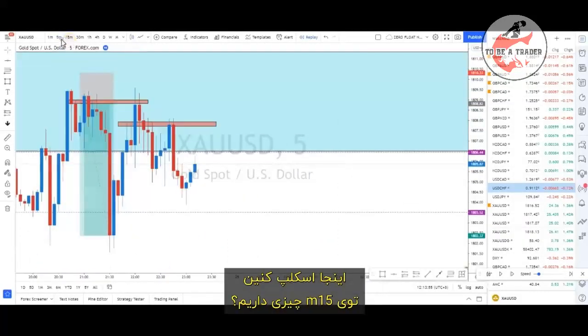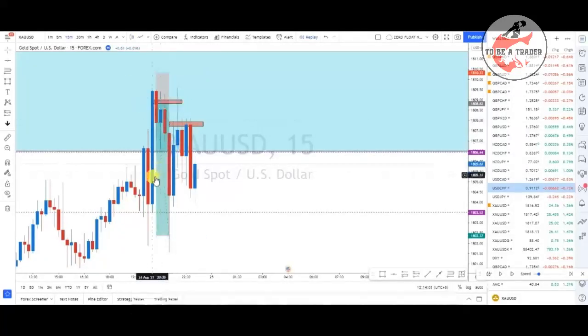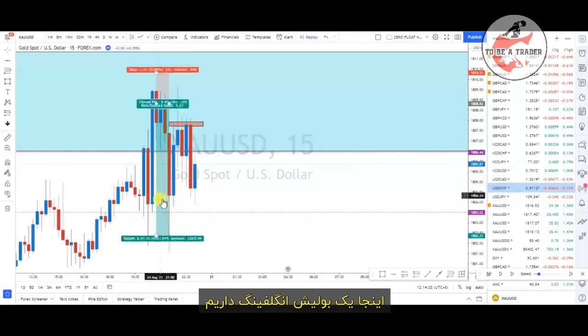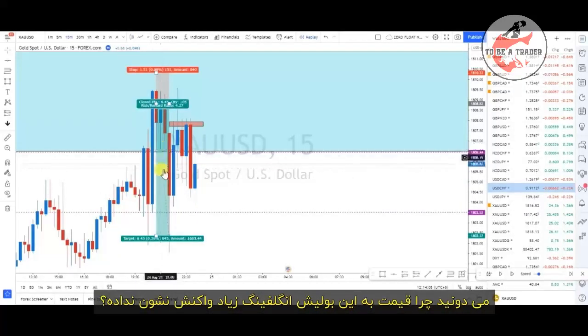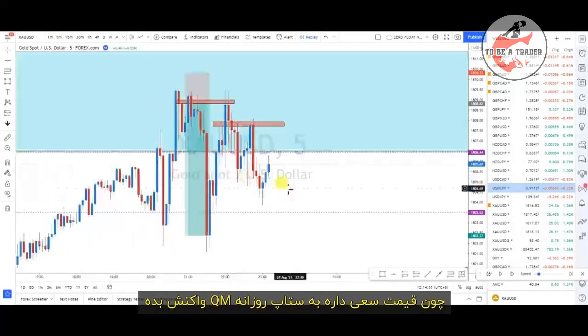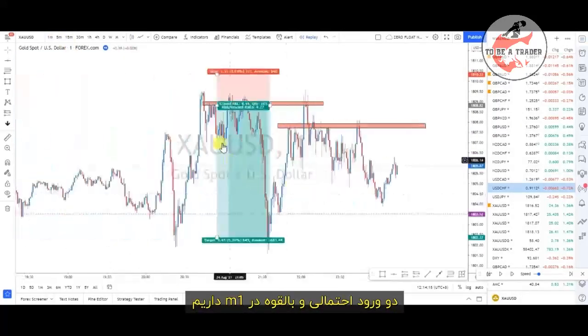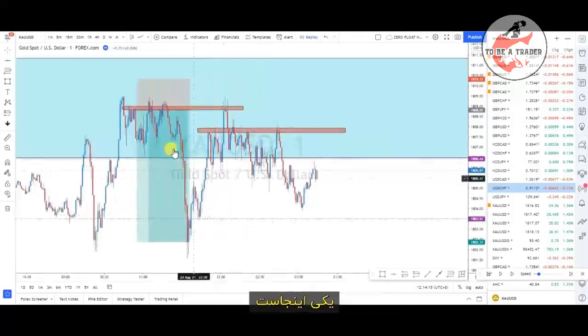Scalp here. So M15, do we have anything on M15 here? Nothing much. So we only have two candles that broke this candle, but here's a bullish engulfing. Okay, you see why price does not react to this bullish engulfing so much, because price is currently trying to react from the QM daily setup. Okay, so here we have two potential entries on M1. Okay, one here, two here.